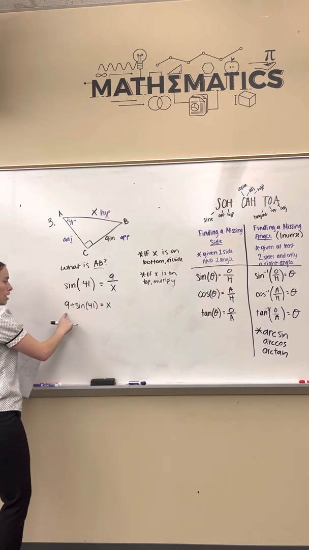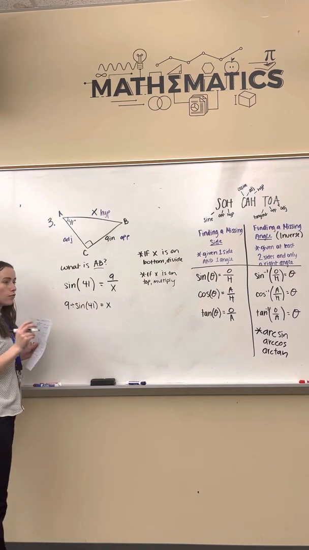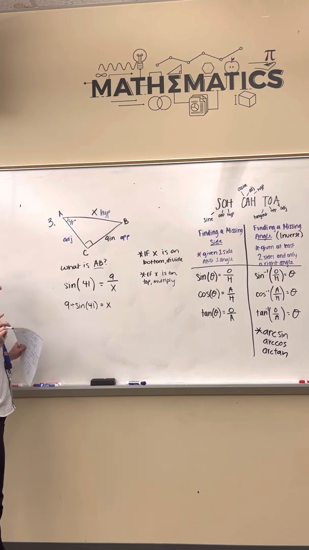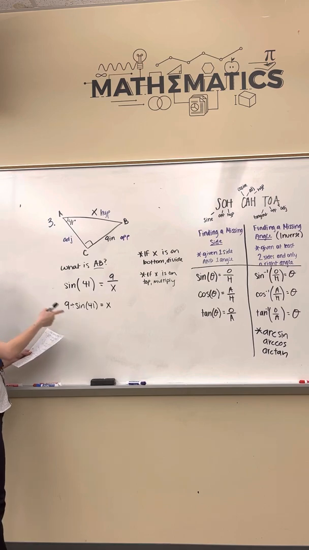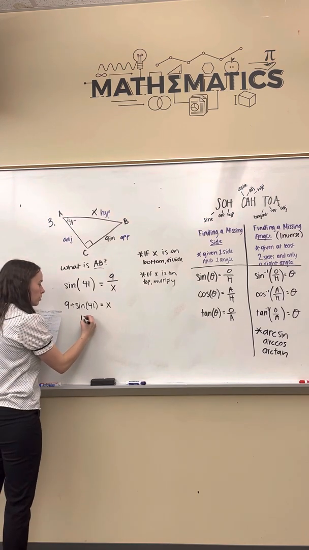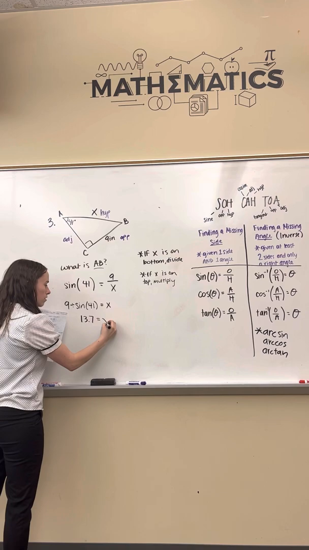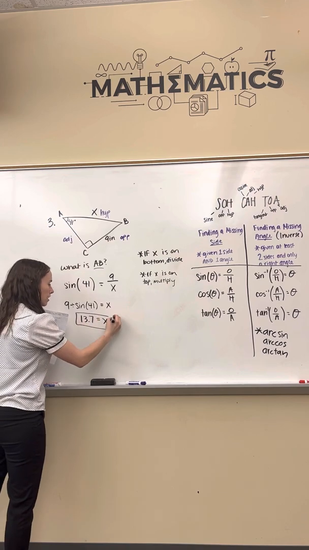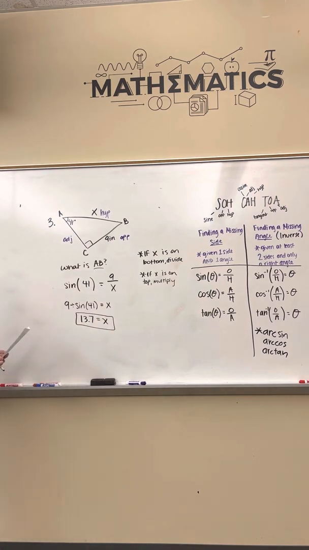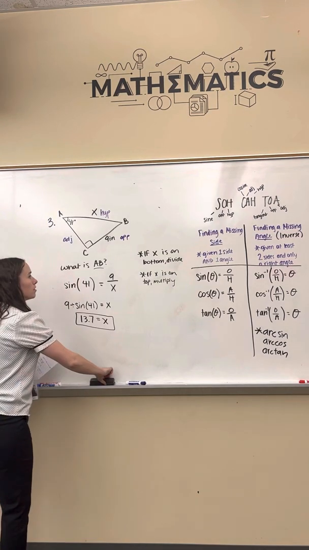And then all you have to do now is plug it into your calculator. If you're using the Desmos calculator on Summit, make sure you put it in degree mode. If you need help with that, just let me know. The answer we get with this is 13.7. So just plug that in and make sure that that's what you got as well. Okay, I'm going to erase that now.